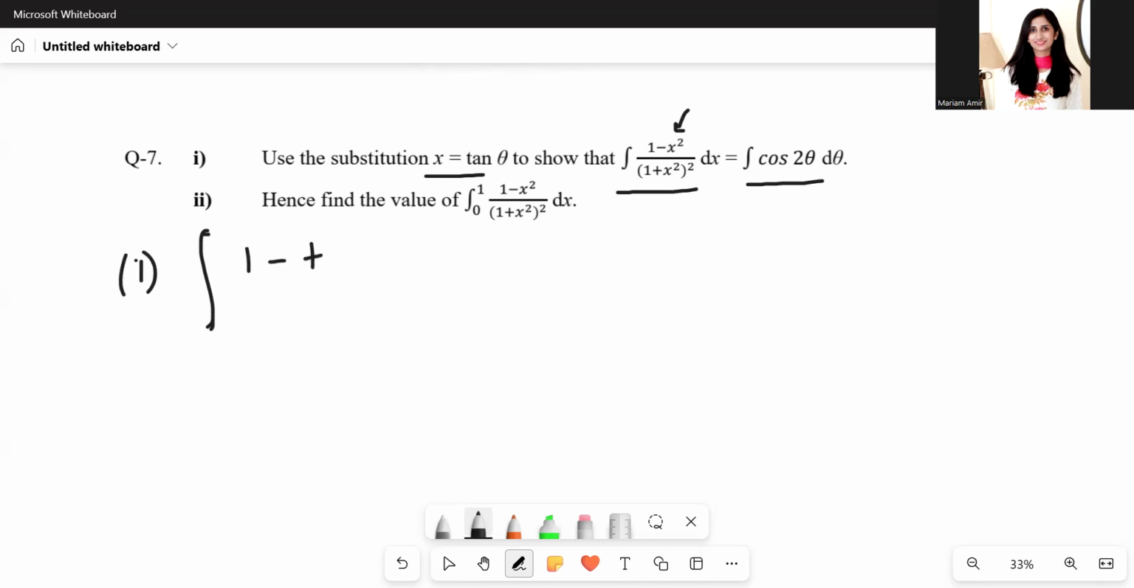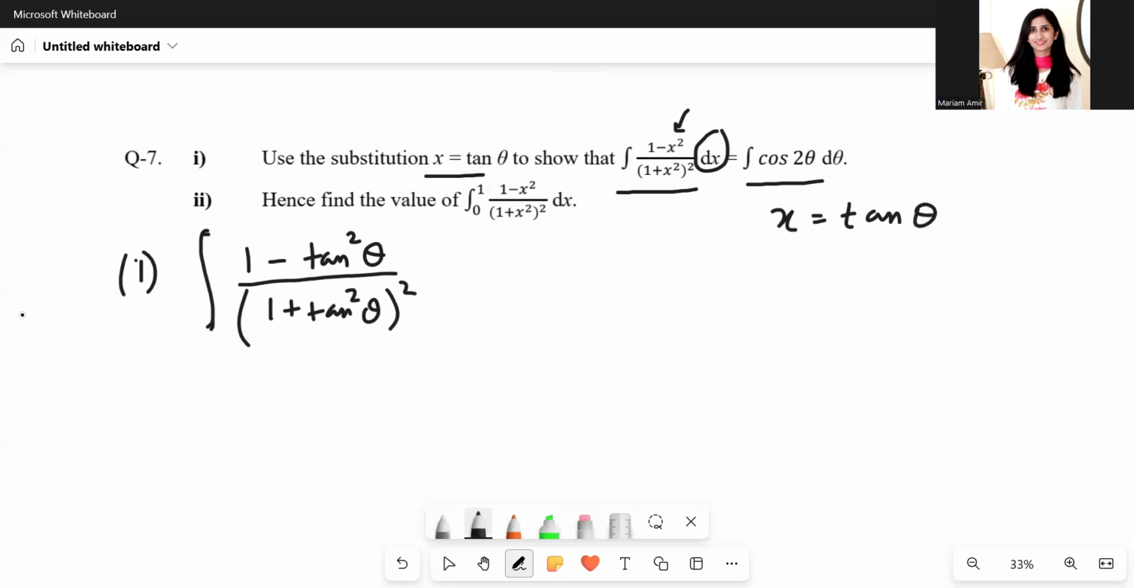1 minus tan square theta over 1 plus tan square theta whole squared. Okay. We will also have to replace dx by some d theta term. How do we do that? We start from the given substitution. We're given x equals tan theta.